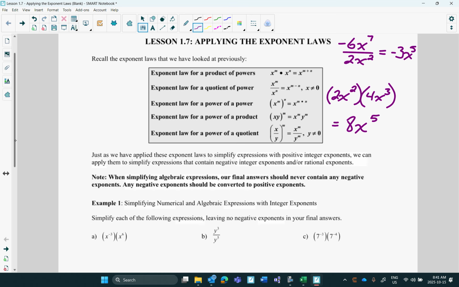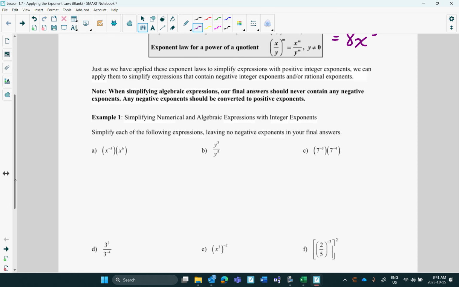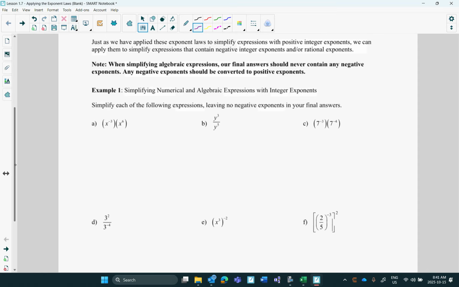Except there's one thing we have to follow. After we finish a question, we can't have any negative exponents in our answer. Okay? So any negative exponents we have to change to positive. Let's just look at some examples.